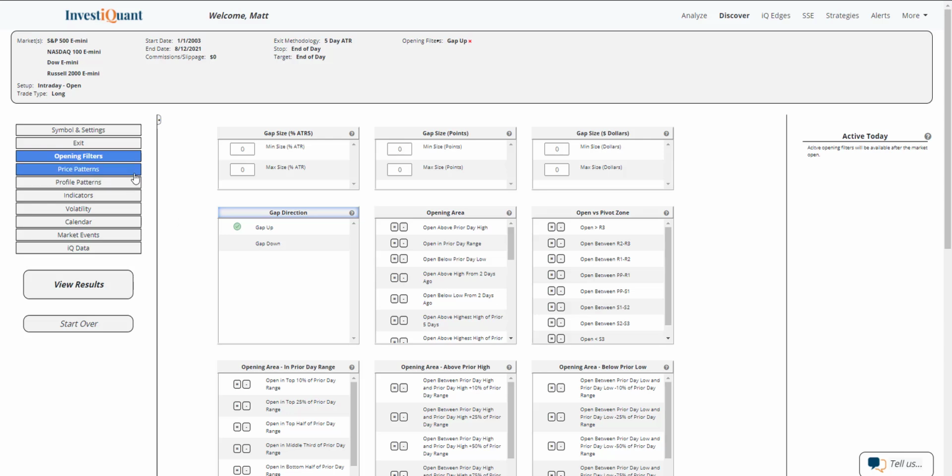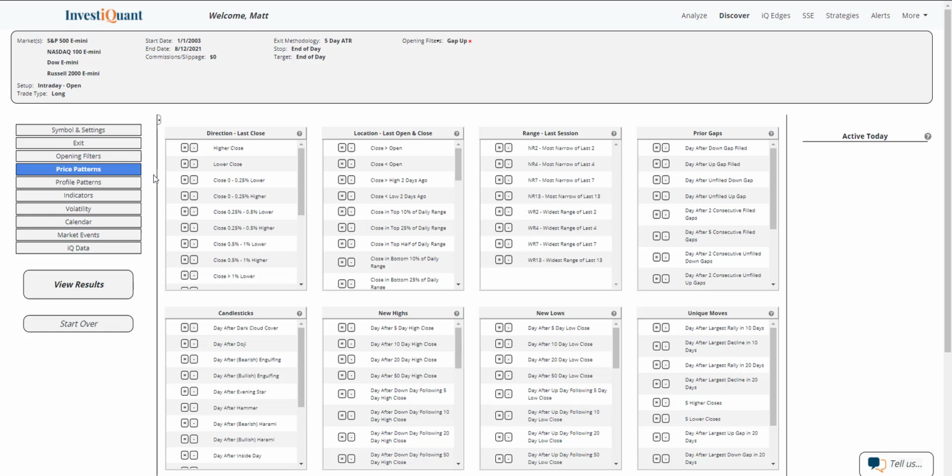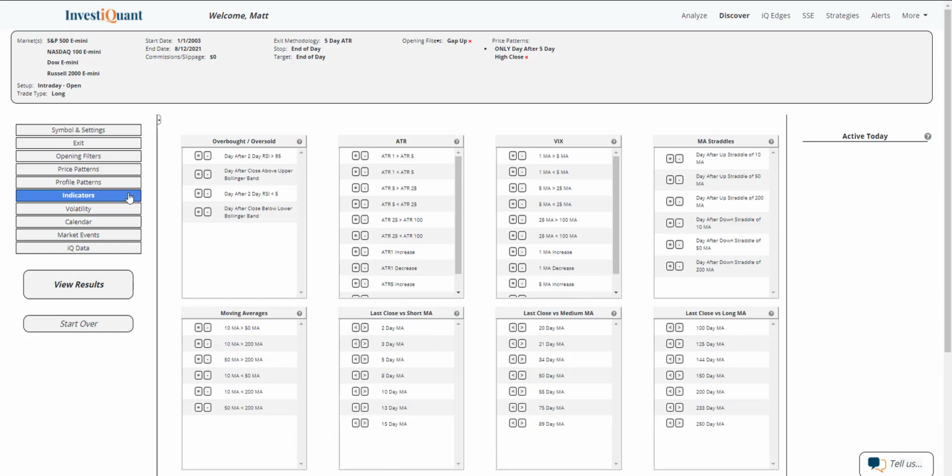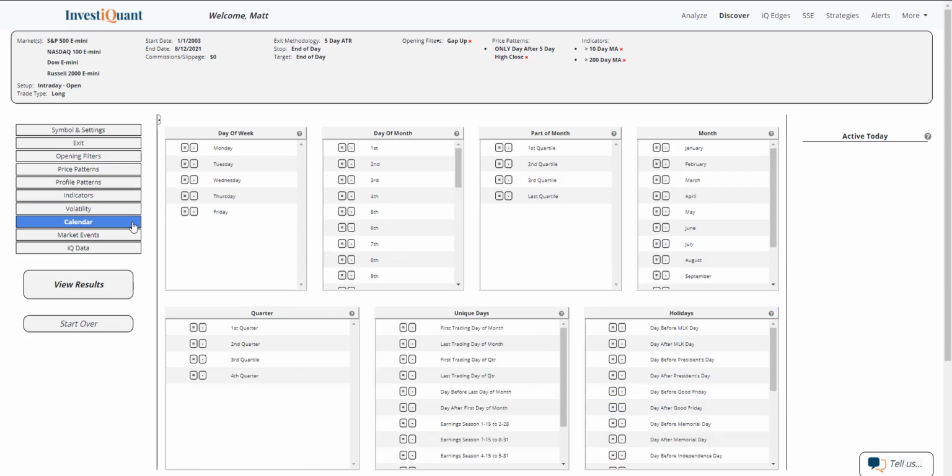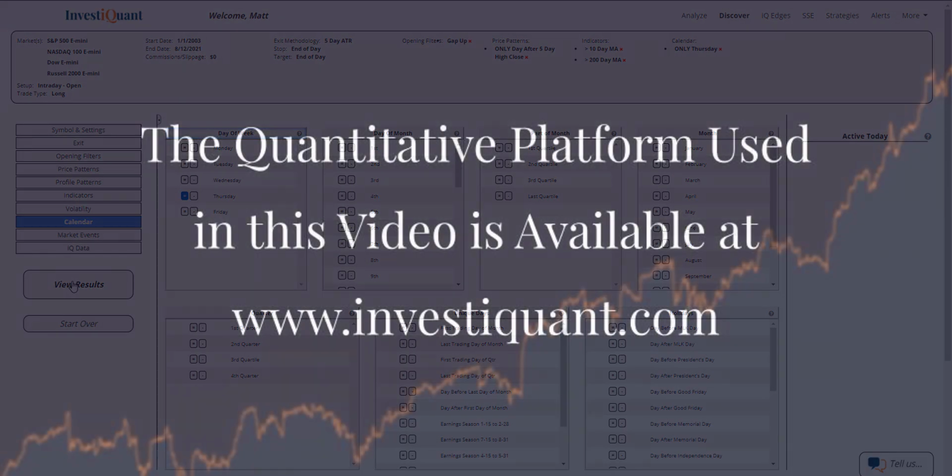Next, I'm going to go into the price patterns, and this is where I'm going to add the context around making new highs for the week and for at least a small look-back period. And to do that, I'm going to simply use the prior session was a 5-day high close. So I'm going to go to the new highs section here, and I'm going to hit day after 5-day high close. Next, I'm going to go into the indicators section. I'm going to put us in a bull market environment, which is above a 10 and above a 200-day simple moving average. And then lastly, I'm going to go into the calendar library, and I'm going to say that today is Thursday specifically, and this will mean Wednesday was the day the middle of the week is where we're making these new 5-day highs. So let me do that and then hit view results.